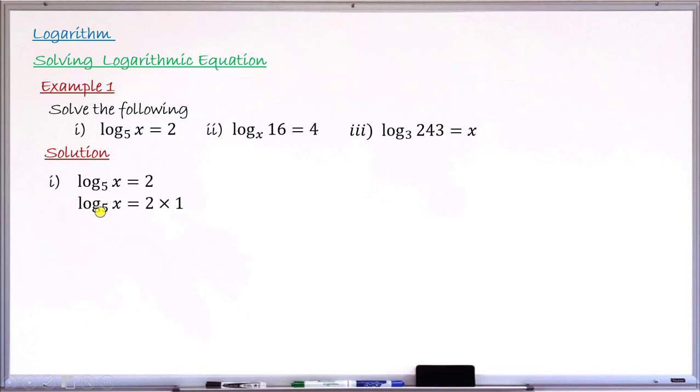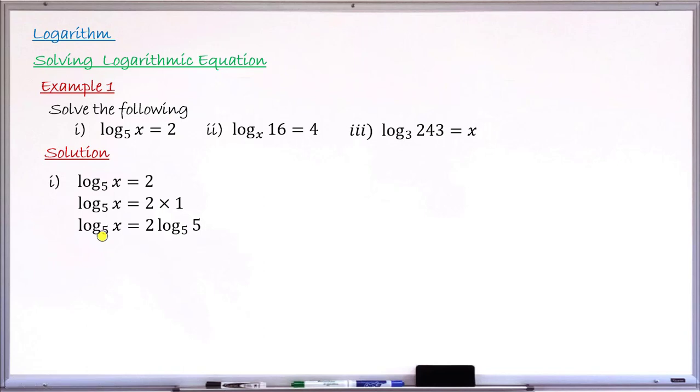Because this is log to base 5, if I replace the 1 by log to base 5 of 5, I'm correct. This 2 times 1 is now 2 times log to base 5 of 5. I just want to have a log also on the right hand side. This is the meaning of doing this. So 2 is nothing but 2 multiplied by 1, and you replace this 1 by log to base 5 of 5 because the property says this is equal to 1. I want a log with the same base as this base on my right hand side.